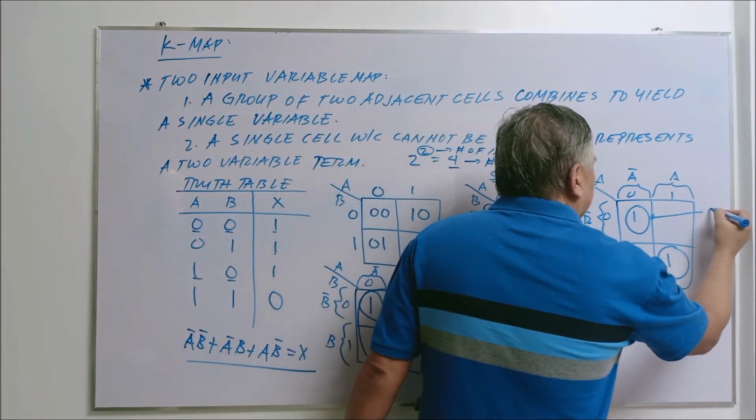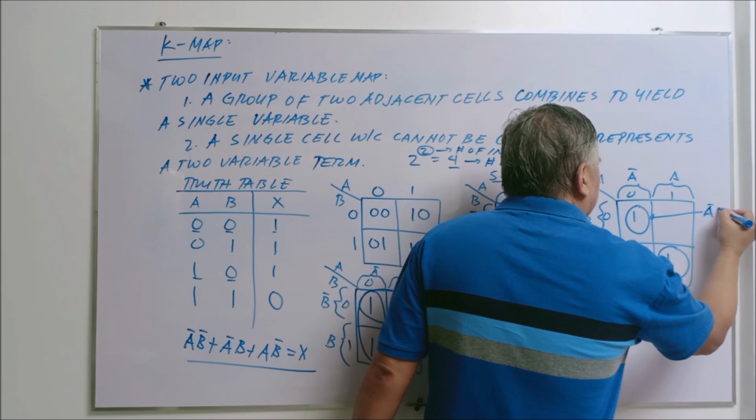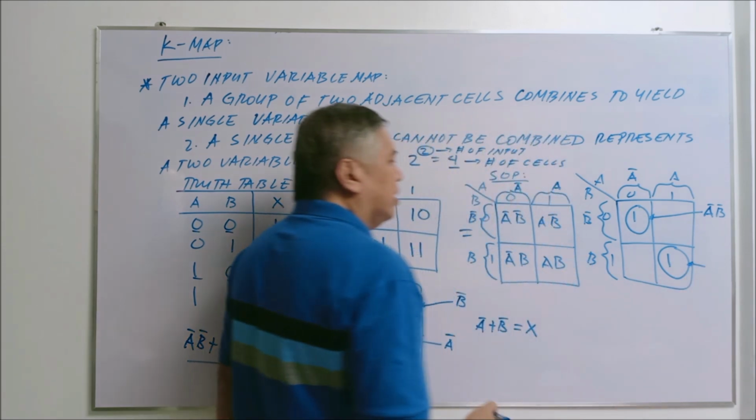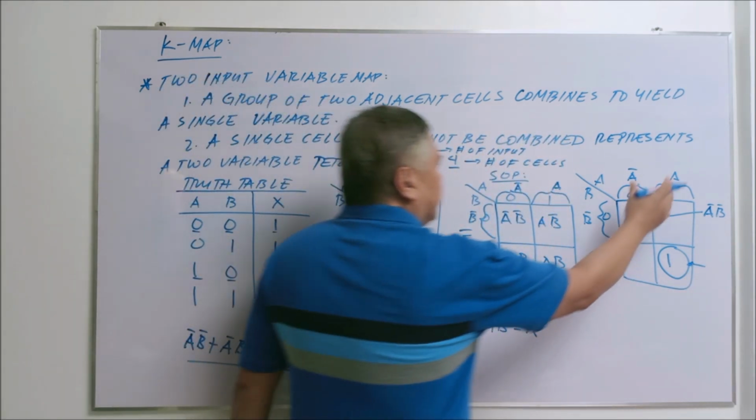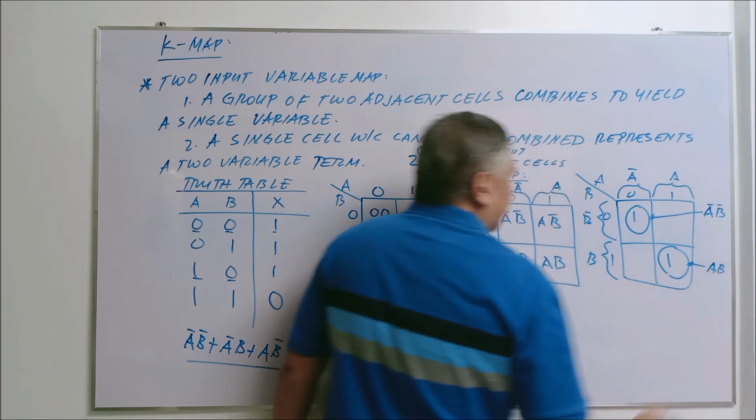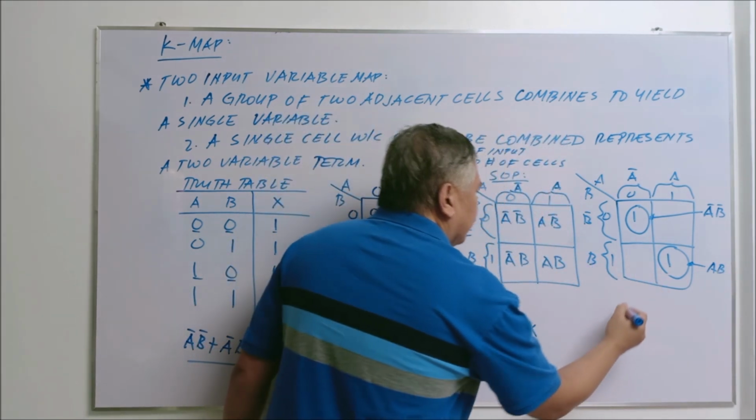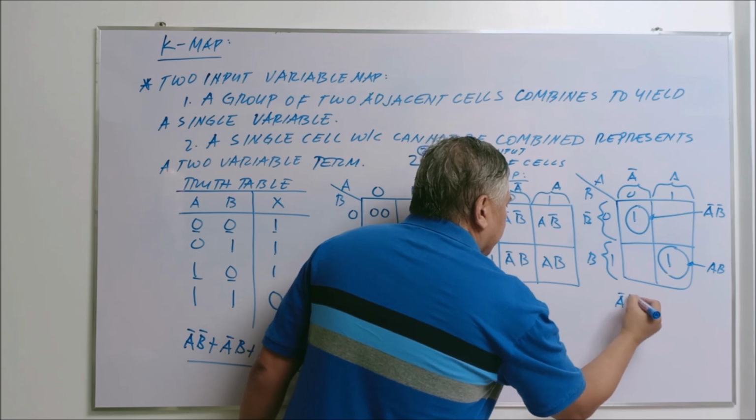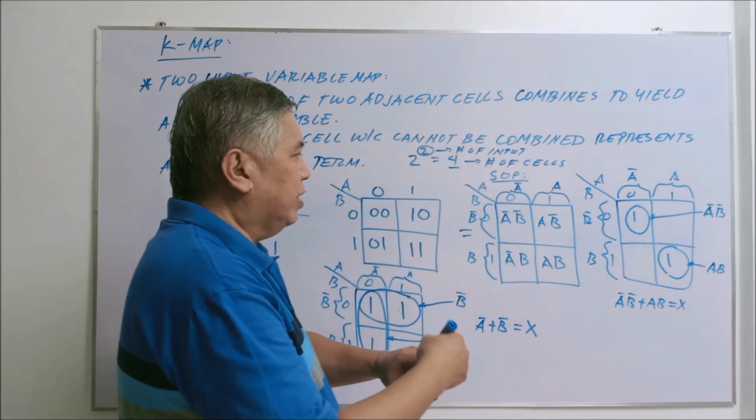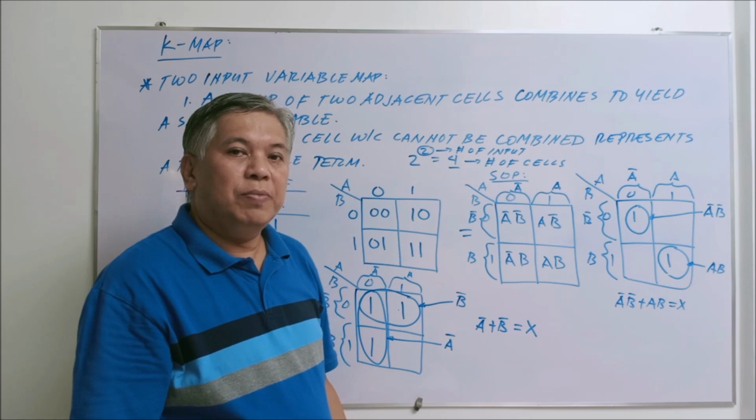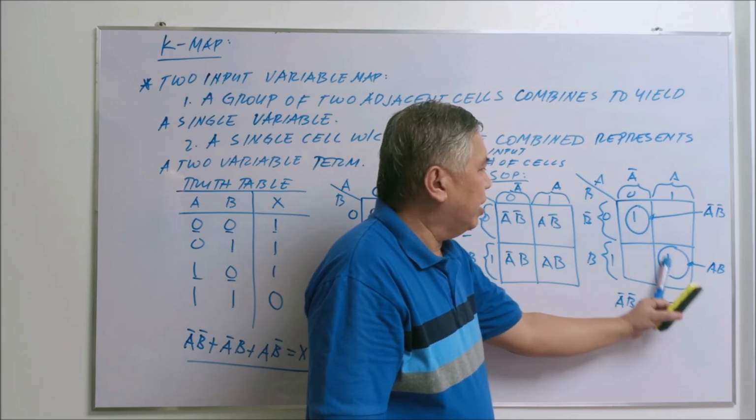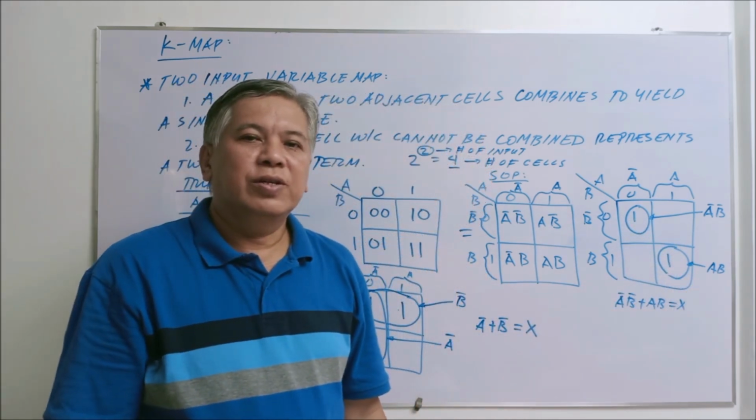Okay, so the logical term is A bar, B bar, and this one here is under what equation? So we have A, B. Okay, so that our logical equation will be A bar, B bar plus AB is equal to X. That will be our simplified logical equation. Okay, that is if this will be our representation in our K-map.